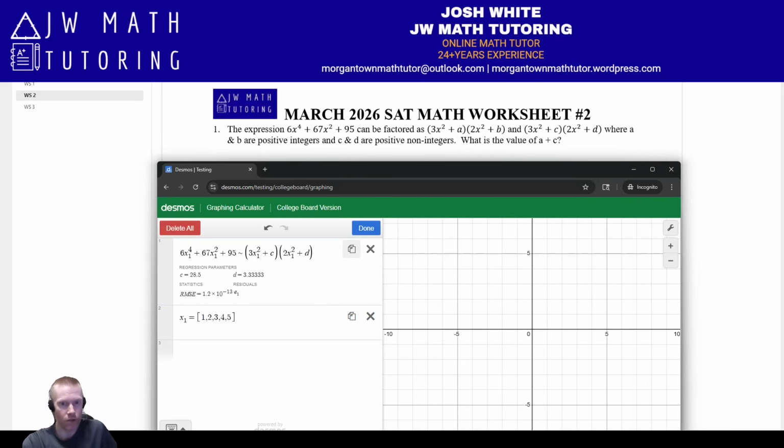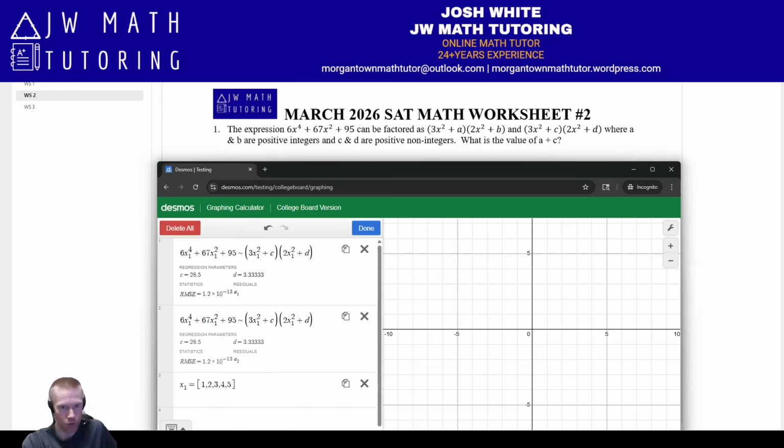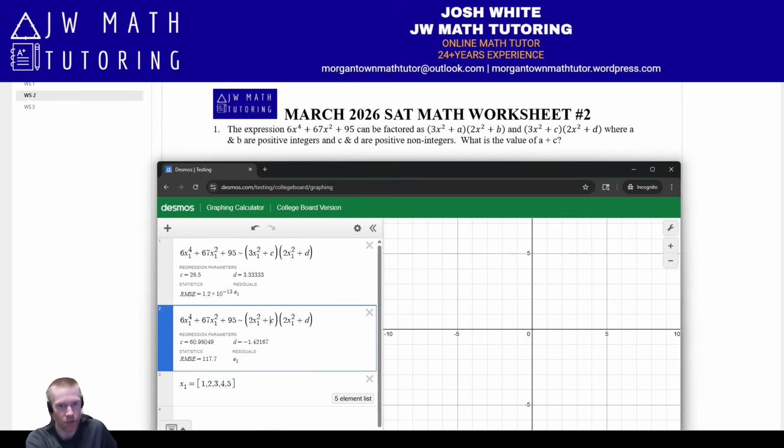Okay, what I'm going to do is now copy this. I'm going to duplicate it. I am not going to adjust the list. I am not going to change anything else in the regression, except I am going to switch the order of the parentheses. So the 2x squared parenthesis is first, the 3x squared parenthesis is second, and I'm also going to change the letters to A and B. Notice when I do that, it finds the second factorization.